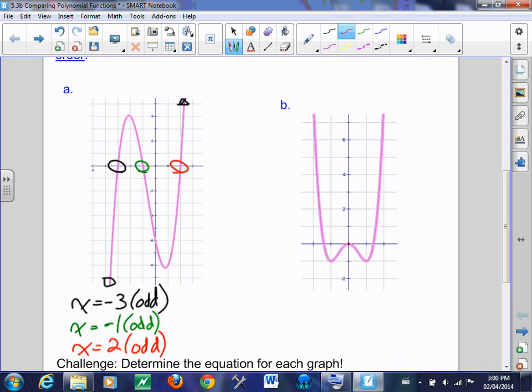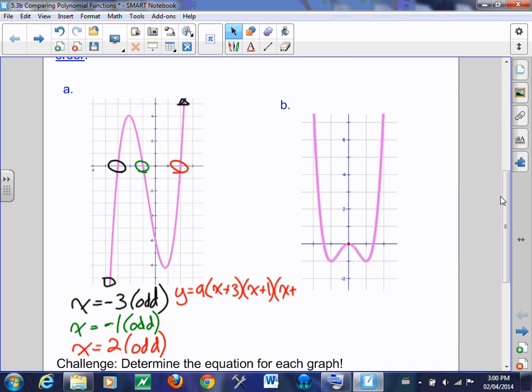So if we're thinking what the equation looks like in this case, that's going to be y equals a bracket x plus 3 bracket x plus 1 bracket x minus 2. Those are simple factors because they go straight through.